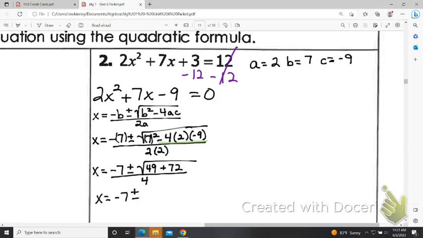Everybody makes mistakes. Everybody has those days. But I caught it, so at least I didn't lead you astray. So then 49 and 72 is 121.